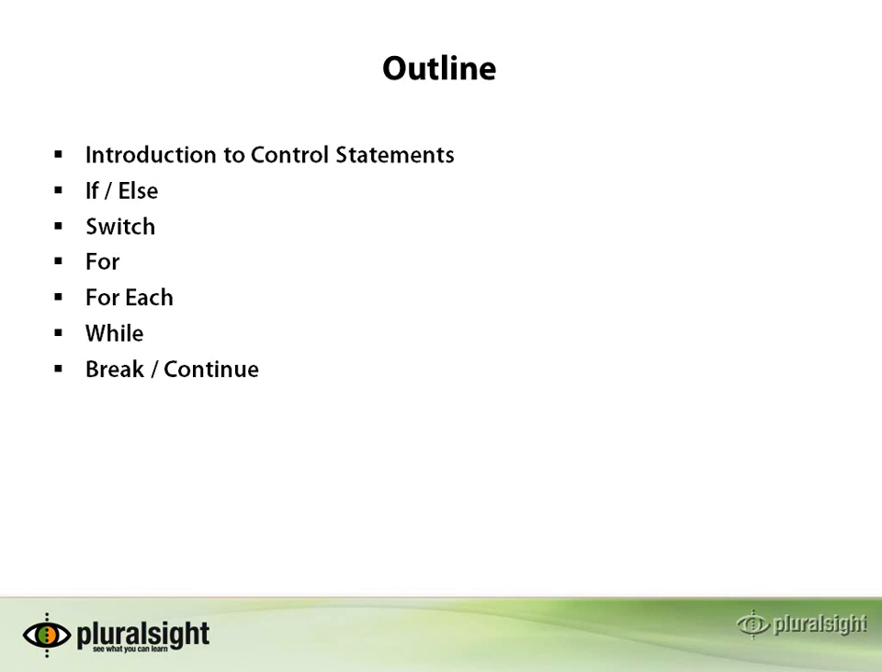Then we're going to go down and cover each of the particular types of control statements that exist in Java. First, we'll look at the if and else statement, which is a basic way to branch your code based on a Boolean condition. Then we'll get into the switch statement, which is a way to do almost the same thing as an if and else, but is a lot cleaner when you have a series of conditions that you want to check and do something based on that condition.